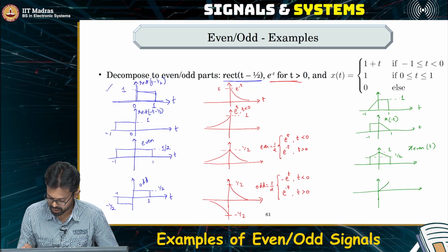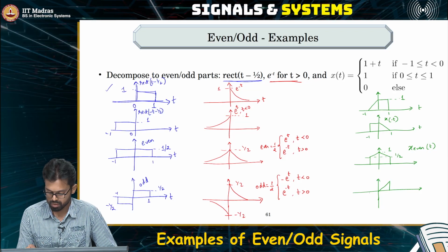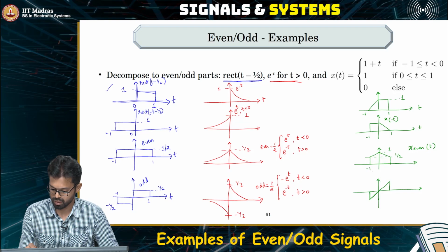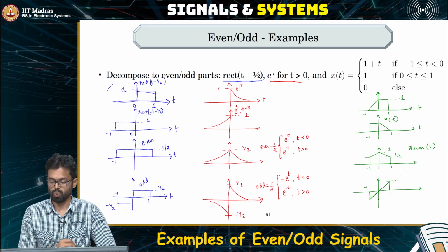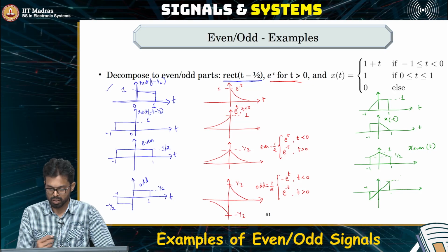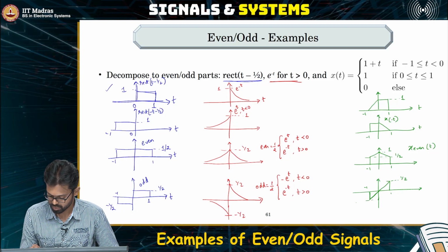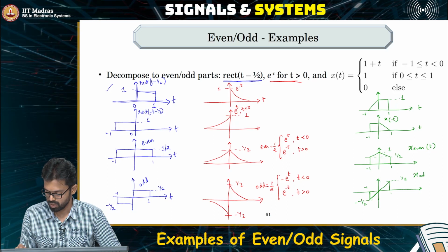So you get something like this for the right hand side, and the left hand side obviously has to be the reflection. Okay, and what is this value going to be? It is going to be half. This is going to be minus half. So this gives us the odd signal.